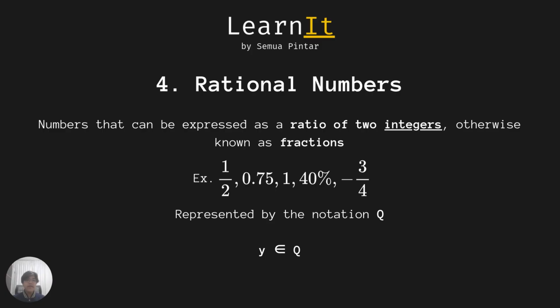Now the question is, why is negative 3 over 4 a rational number? Notice how I said a ratio of two integers, meaning that a number can be negative. As such, a fraction of negative 3 over 4 is still rational, because technically negative 3 and 4 are both integers, and they are expressed as a fraction. Rational numbers are represented by the notation Q. So if you see this equation again, it simply means that y is a rational number.